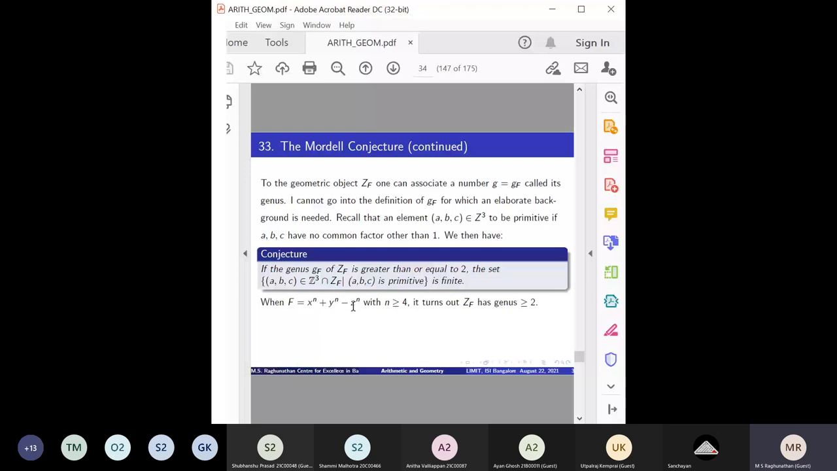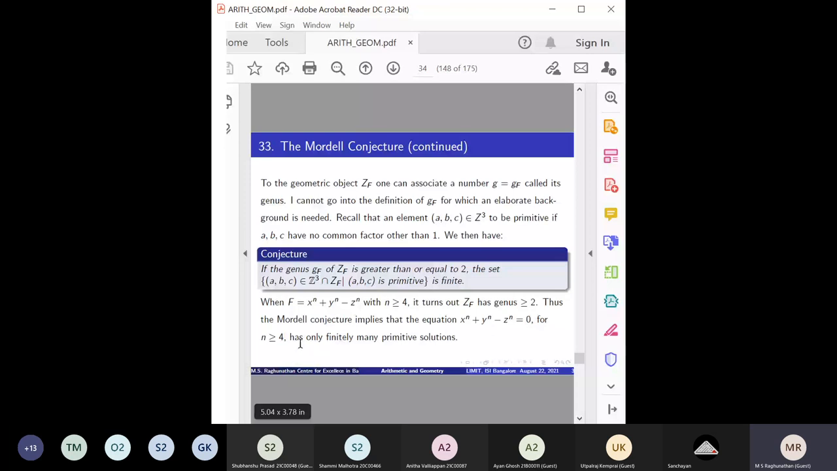So that is the Fermat equation, if you like: x^n + y^n = z^n, which is the same as x^n + y^n - z^n. With n greater than or equal to 4, it turns out that the genus is greater than or equal to 2. So the upshot is the Mordell conjecture implies that the equation x^n + y^n - z^n for n greater than or equal to 4 has only finitely many primitive solutions.